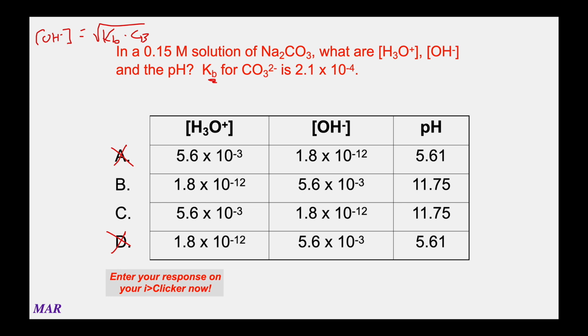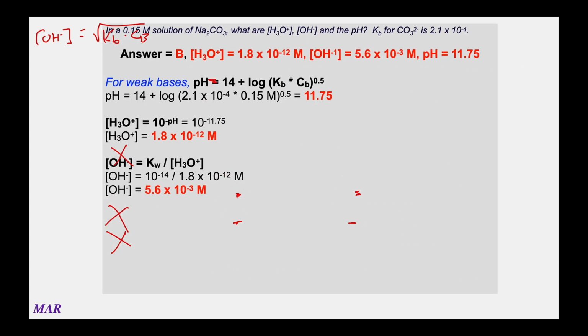So if you look at B and C, B has a smaller hydronium than the hydroxide. 10 to the minus 12 is certainly smaller than 10 to the minus 3. C has a larger hydronium than it has hydroxide. If it has more hydronium, that means you're going to have an acid. You're not going to have a base if you have more hydronium than you have hydroxide. So by default, you can say answer B.